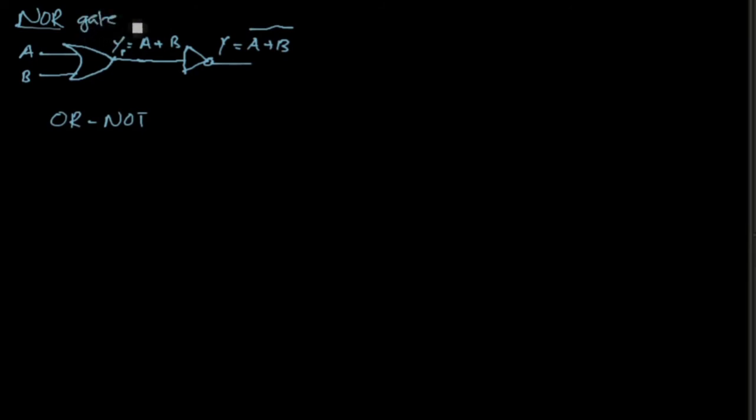You may have heard about this NOR gate. So the NOR gate is a logical gate which is formed from OR and NOT gates. They have two inputs A and B. The output is given by A or B all complement.